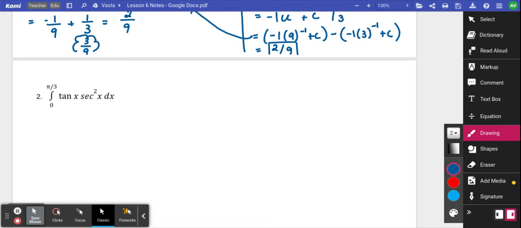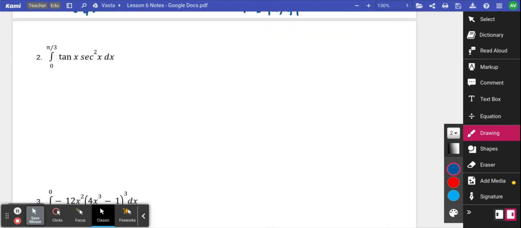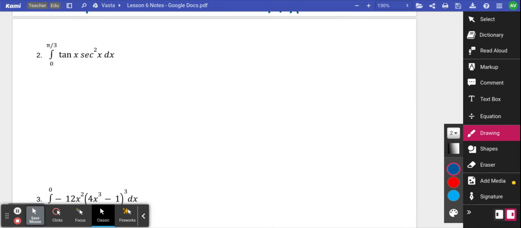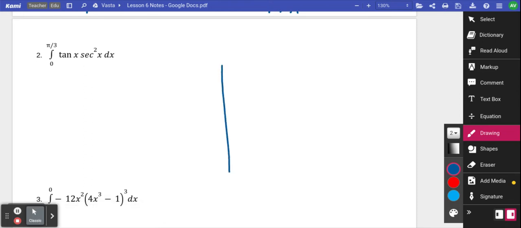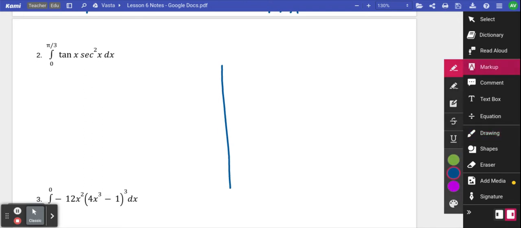Let's go ahead and talk about problem number 2. This is the last example that we will do in the video, but I'm going to do problem number 2 because I do want to show you two different ways of approaching the same question. So in problem number 2, the first way we could do this problem is sort of the method that we talked about in class today.